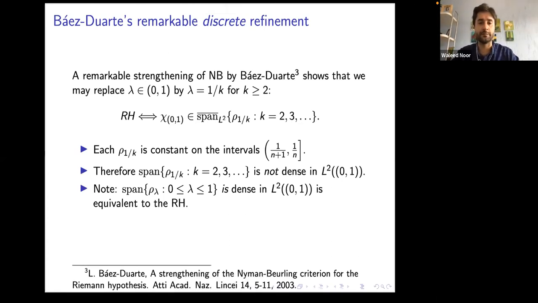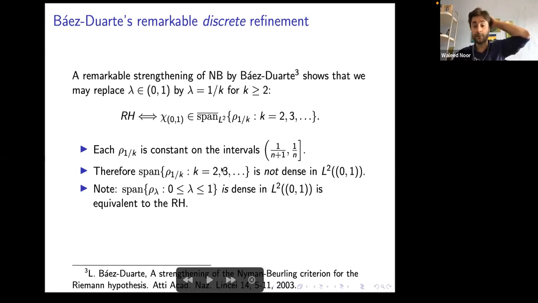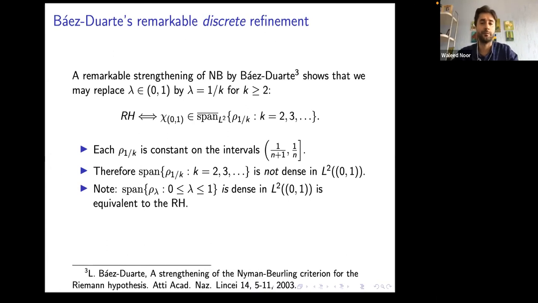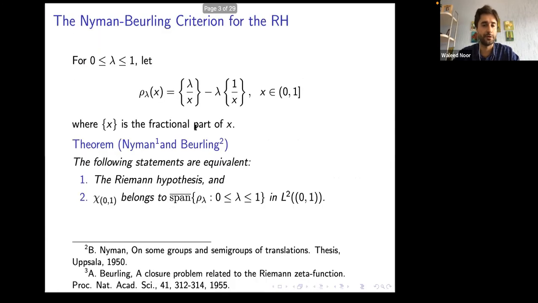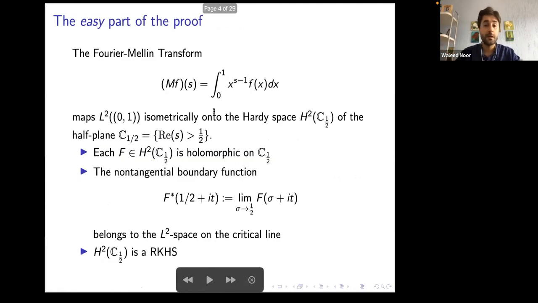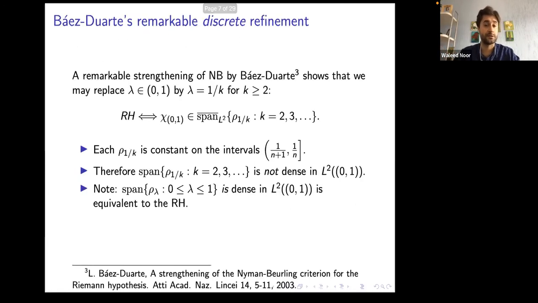So more recently, Duarte in 2003 proved a remarkable strengthening of the Nyman-Burling criterion by showing that actually we don't need to consider any lambda in the above criterion. For example, here the span is taken over all lambda, so you have an uncountable family of functions. He proved that actually this is not necessary. We can just choose a countable family. In other words, just a sequence.